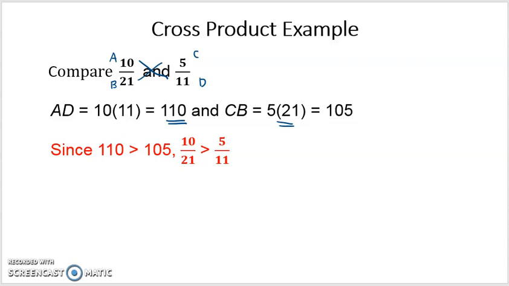So what does that say? That says that ad, 110, is greater than cb, which is 105. Again, you've got to keep track of what side these are on. So if ad is greater than cb, that says that these fractions, a over b, 10 over 21, is greater than c over d, 5 over 11.